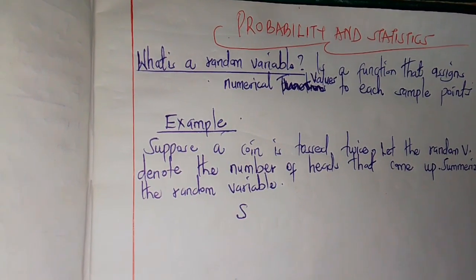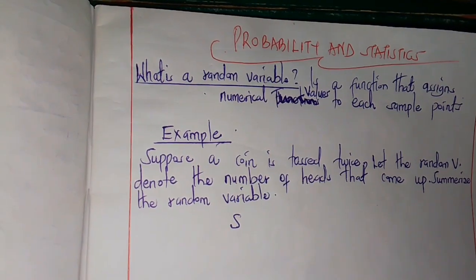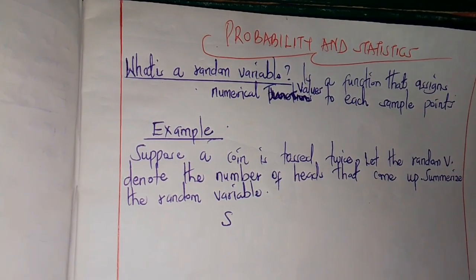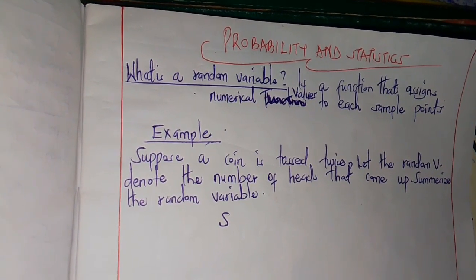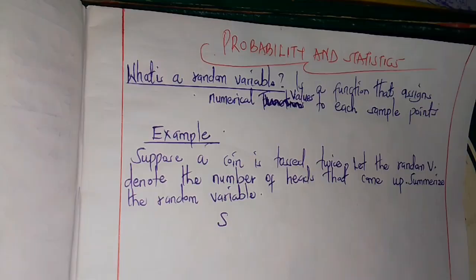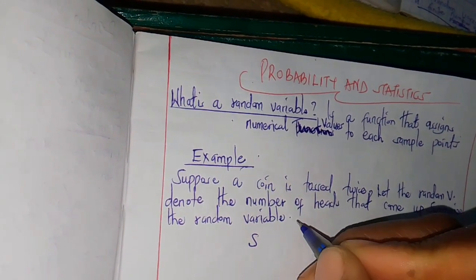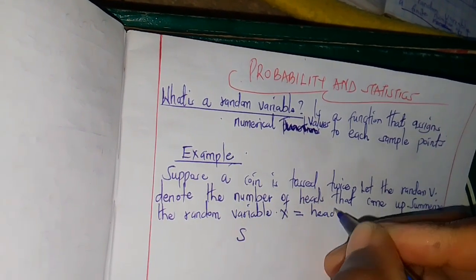For example, suppose a coin is tossed twice. Let the random variable denote the number of heads that come up. Summarize the random variable. We've been told our X denotes the number of heads.